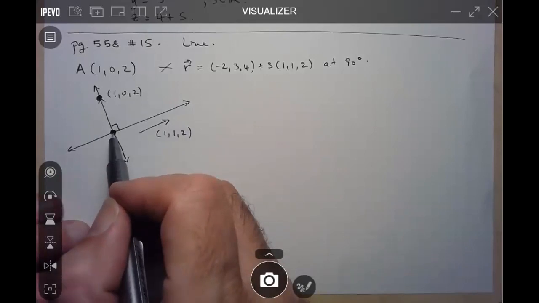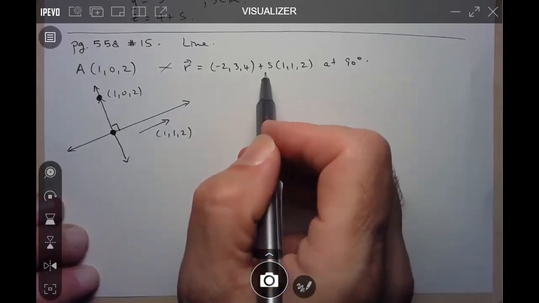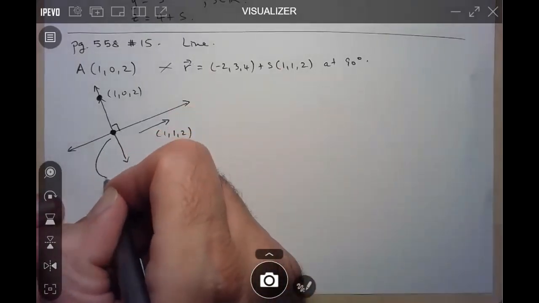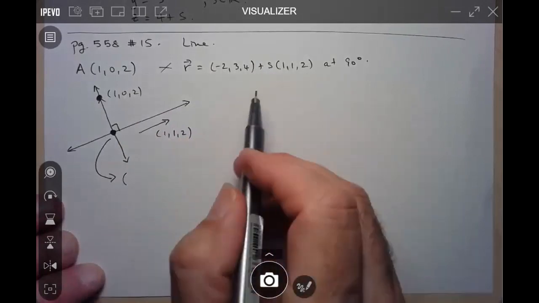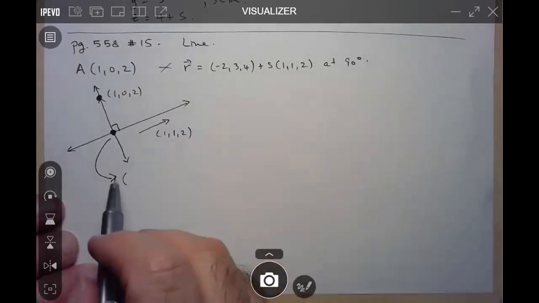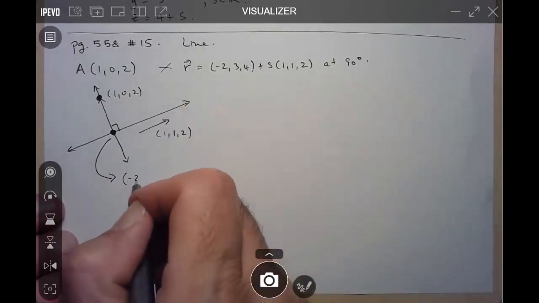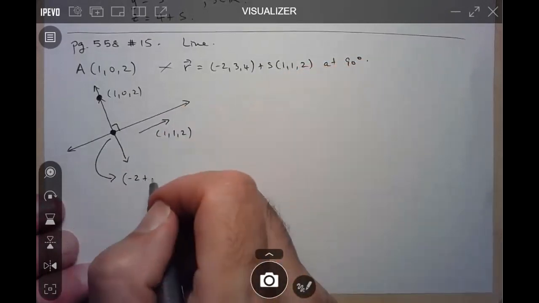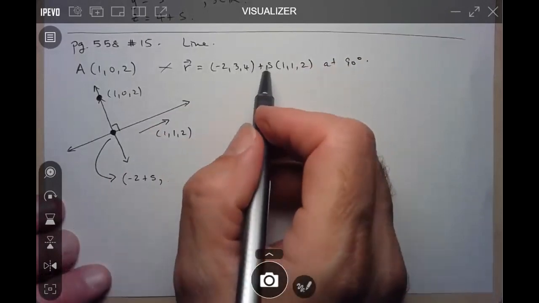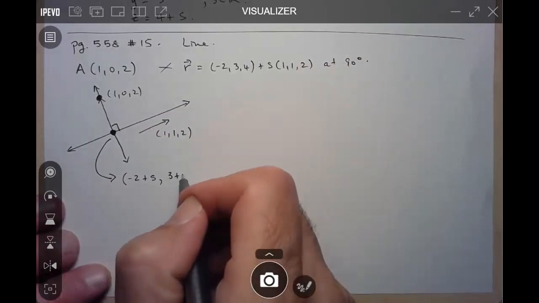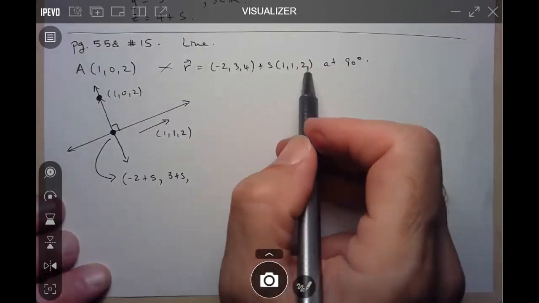What I know is that this point is on the given line. That means this point can be written using this equation for some s value. So the x component of this point can be written as -2 plus 1s, the y value can be written as 3 plus 1s, and the z component can be written as 4 plus 2s.